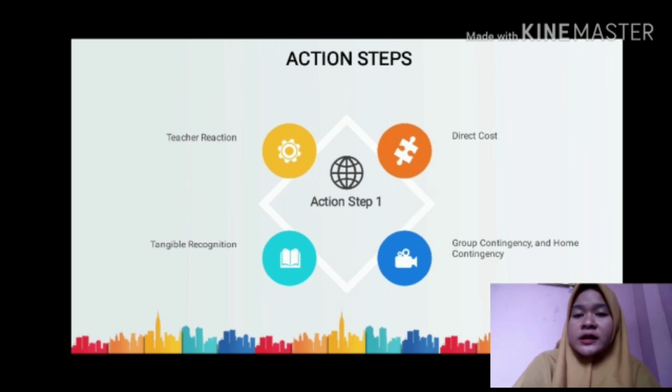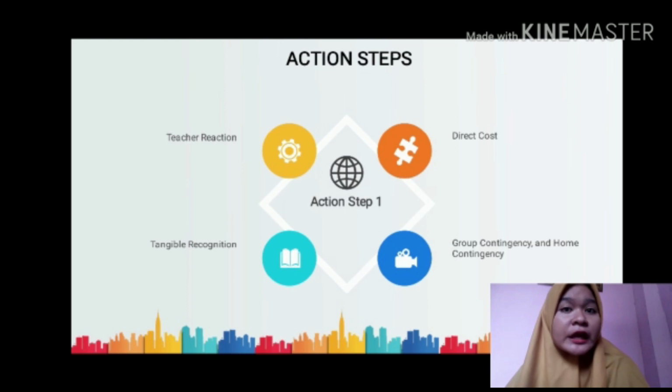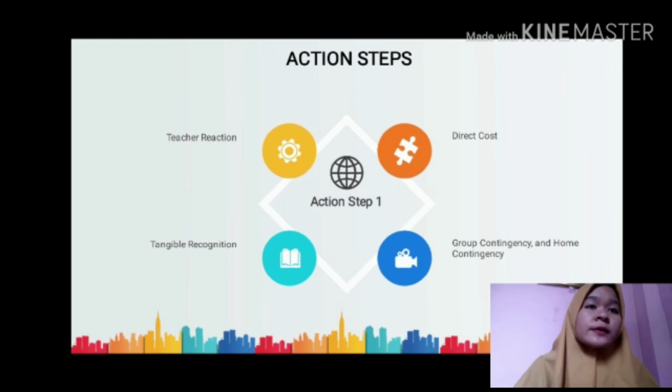And overcorrection is a procedure that is used when a student has misbehaved in a way that destroys or alters some physical aspect of the classroom. This means the student would be asked to overcompensate for the behavior so that it can make the student understand the consequences.